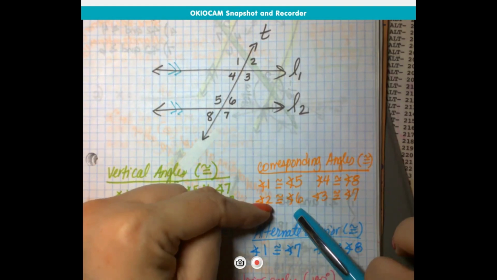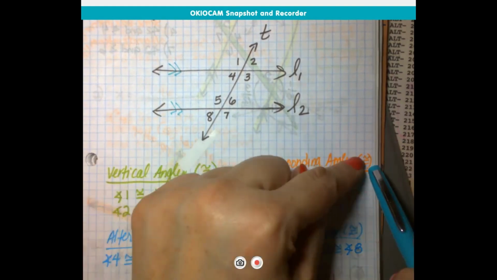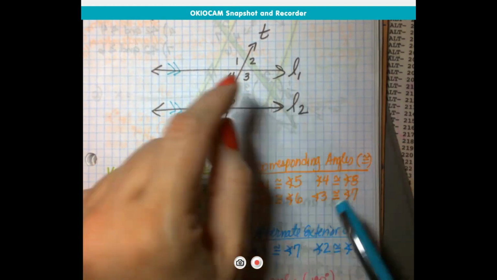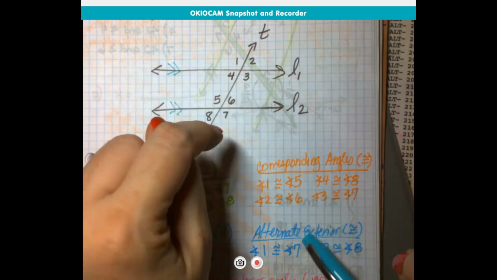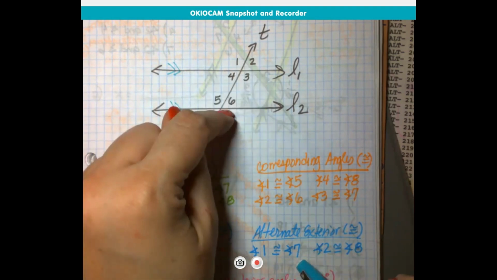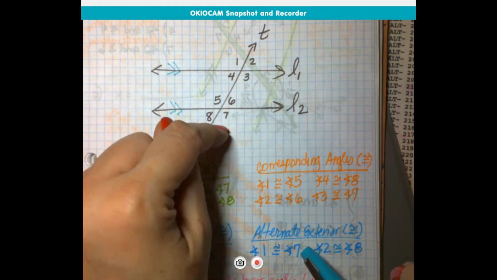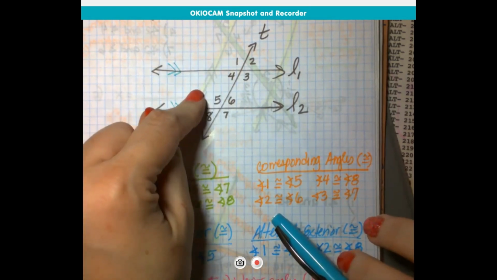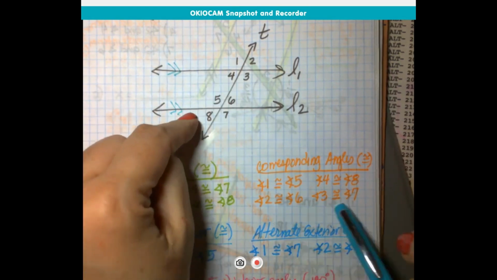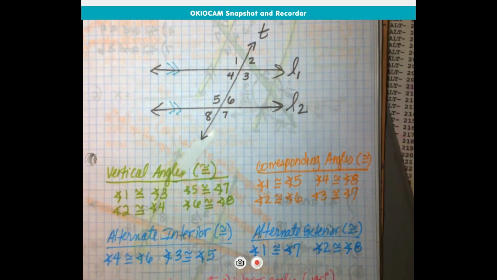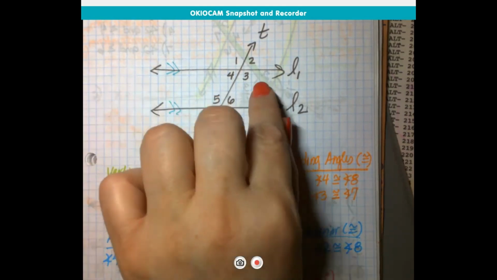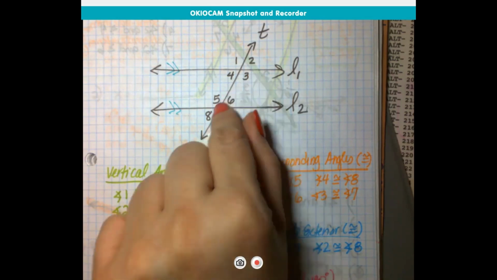See, 2 and 5, 2 and 6. And what is important about corresponding angles? They're congruent. Okay. So what else is corresponding? 3 and 7, bottom right, bottom right. 5 and 1, top left, bottom left, 4 and 8. See, those are corresponding. And then you have alternate interior angles.